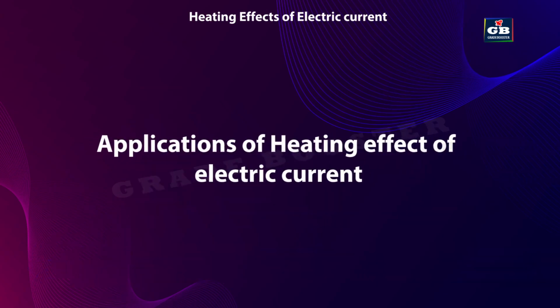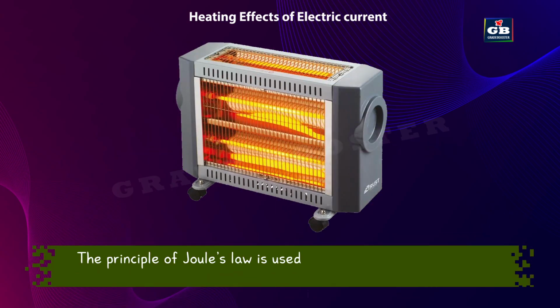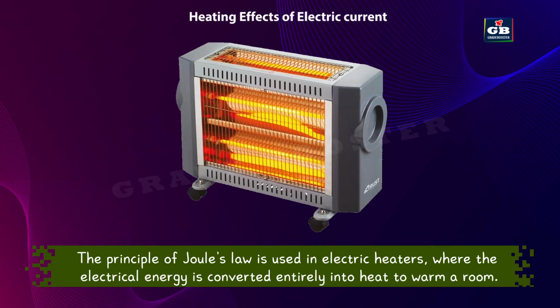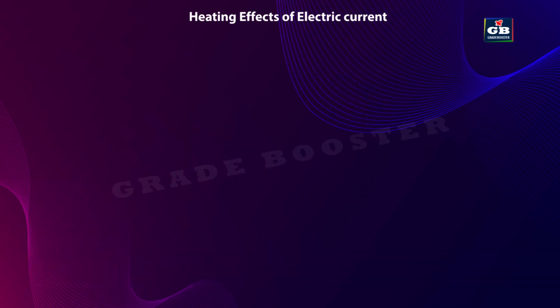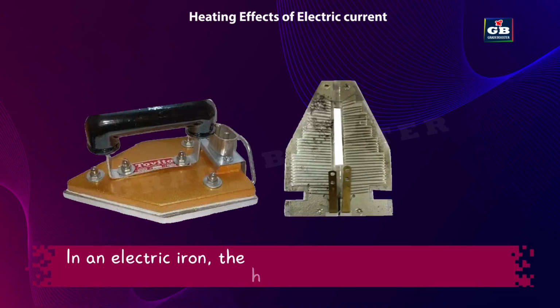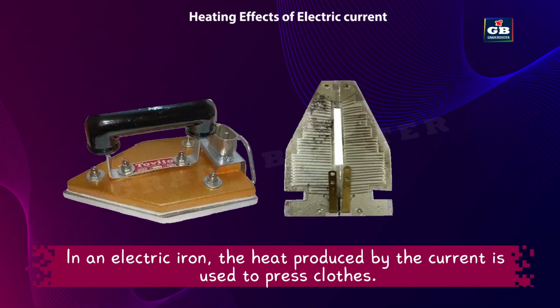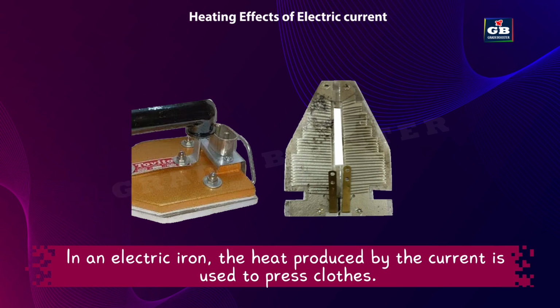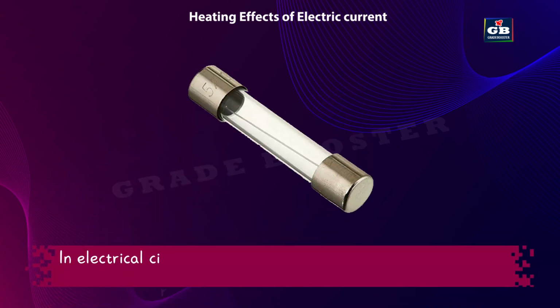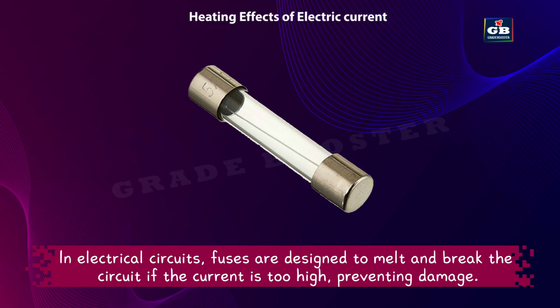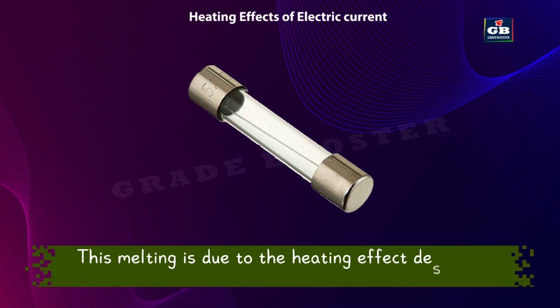Applications: electric heaters. The principle of Joule's law is used in electric heaters where the electrical energy is converted entirely into heat to warm a room. Electric iron. In an electric iron, the heat produced by the current is used to press clothes. Fuses. In electrical circuits, fuses are designed to melt and break the circuit if the current is too high, preventing damage. This melting is due to the heating effect described by Joule's law.